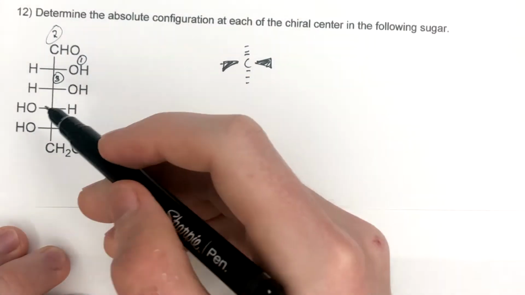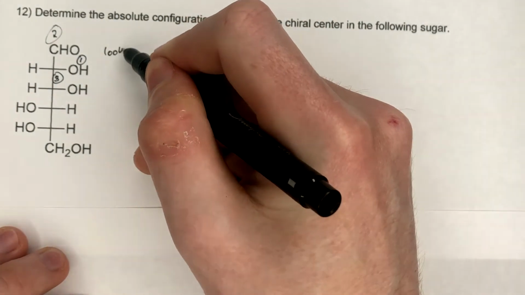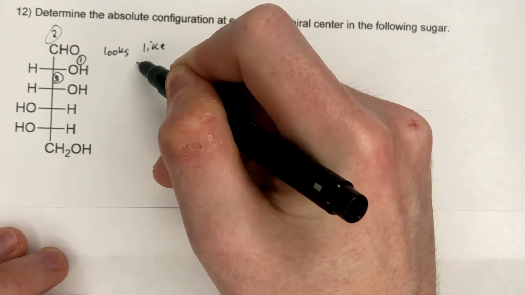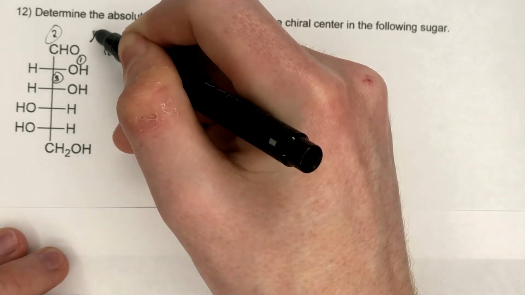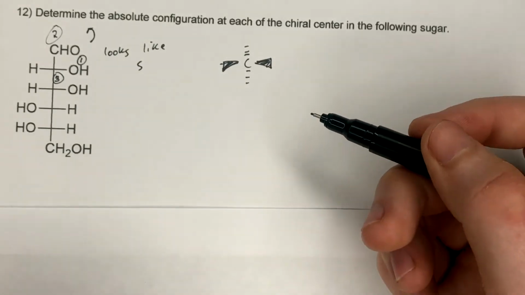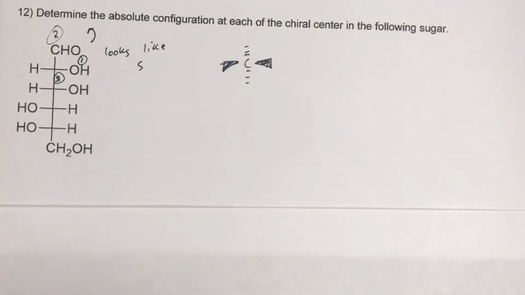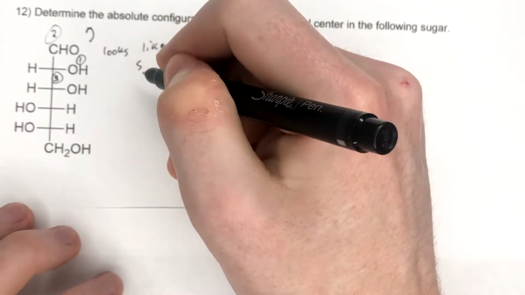So this looks like S, right? It's going counterclockwise. So that would be what it is, as long as the hydrogen was on the vertical. It is on the horizontal, so it's actually R.